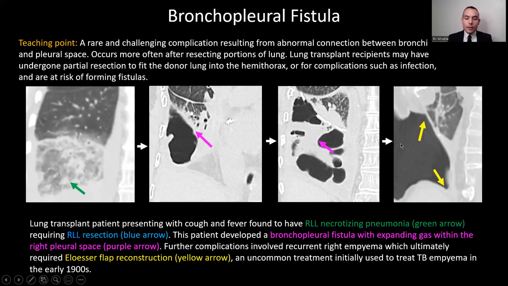With that being said, I hope you've enjoyed this presentation and are now primed to recognize some of the different presentations of lung transplant recipients in the ER setting.